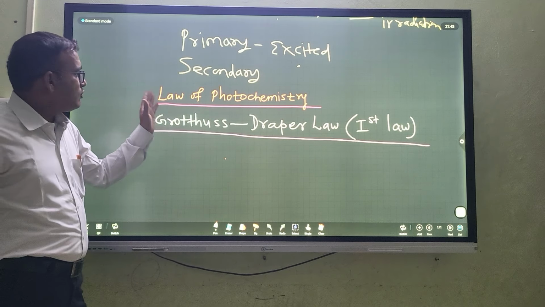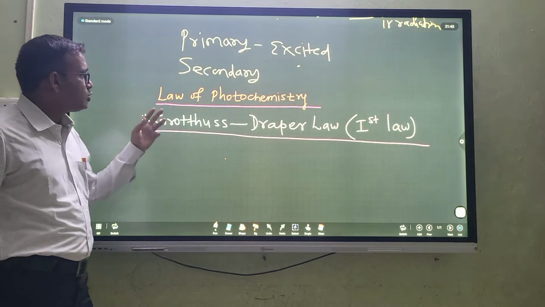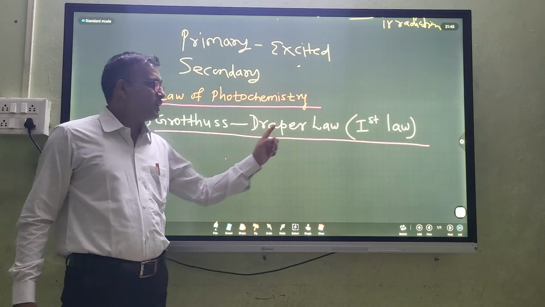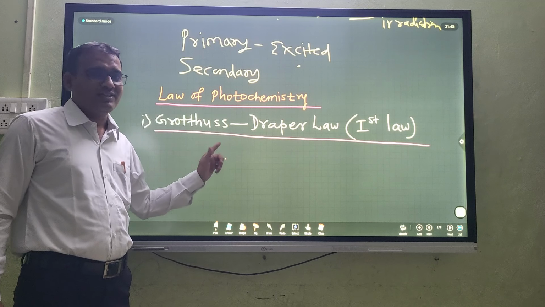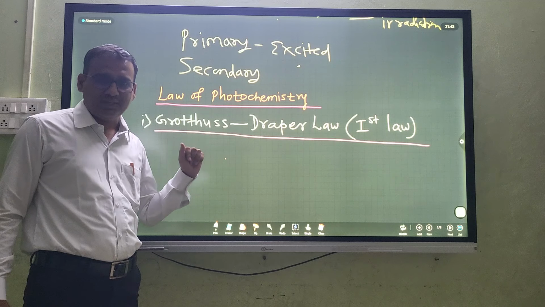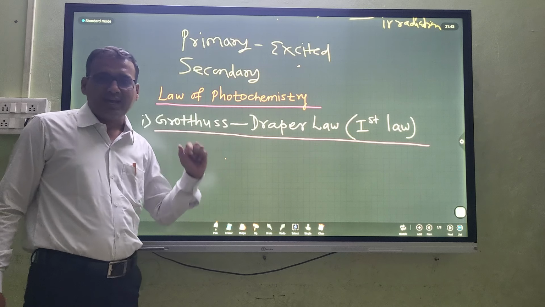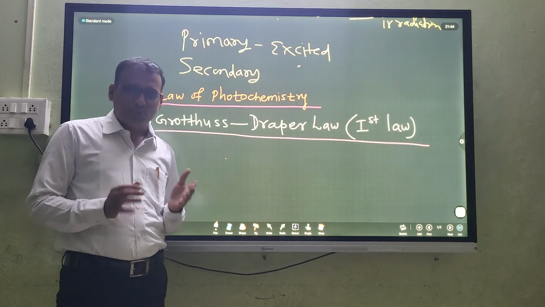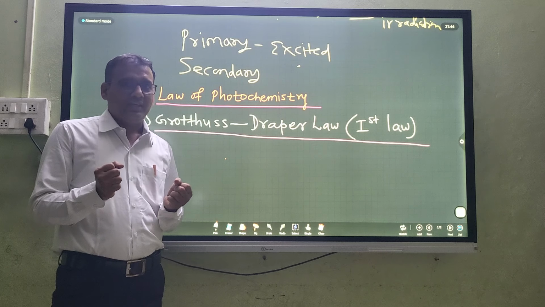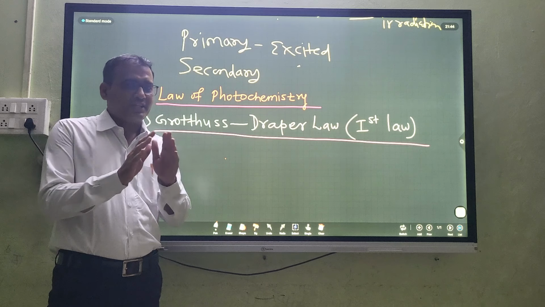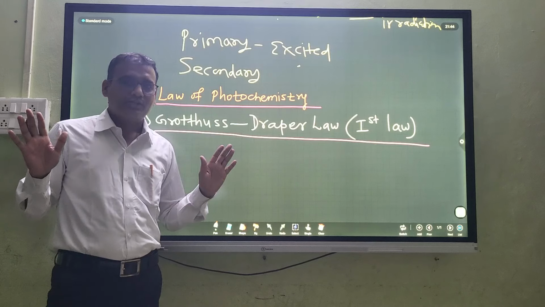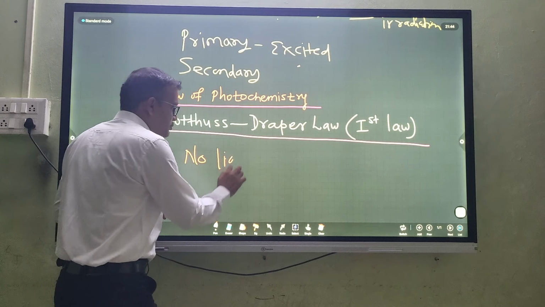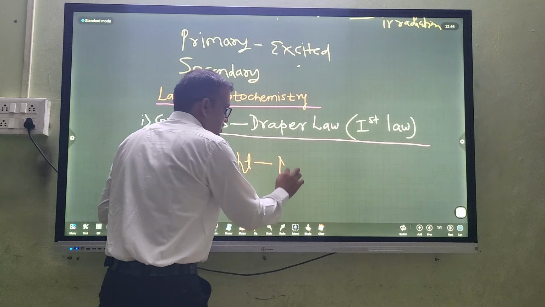Now, in the photochemistry chapter, there are two laws of photochemistry. Number one is the Grotthuss-Draper law. This law is also called the first law of photochemistry. This law explains that if light radiation is incident on molecules, it must be absorbed. If they do not absorb, the reaction does not take place. Suppose no light is absorbed, no reactions.